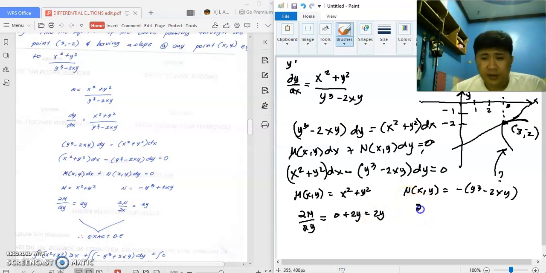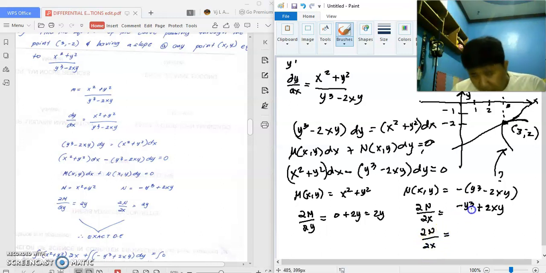From here, the partial of n over the partial of x. We'll distribute this one first, so negative y cubed plus 2xy. Now, the partial of n over the partial of x is with respect to x. Since this one is y, this is considered a constant, like 2. So the derivative of negative y cubed is 0.